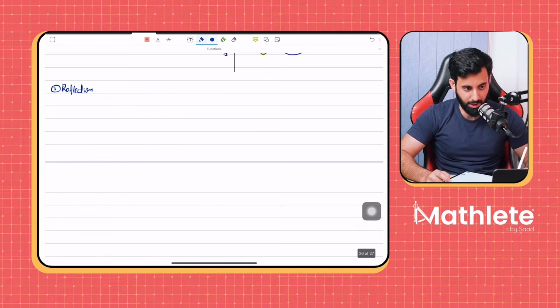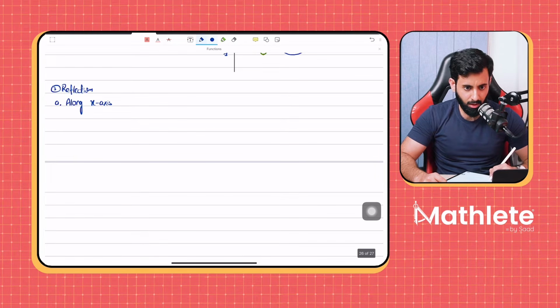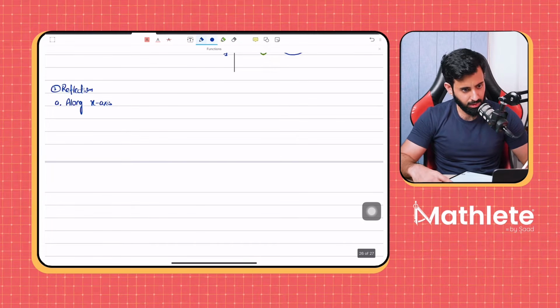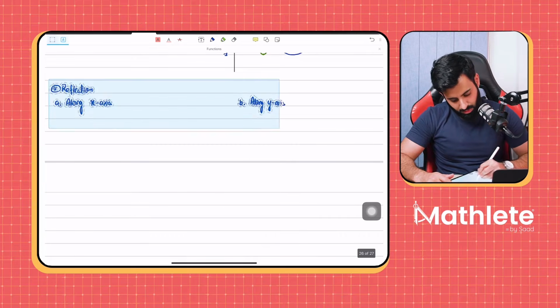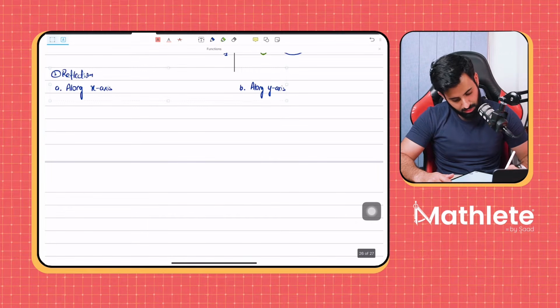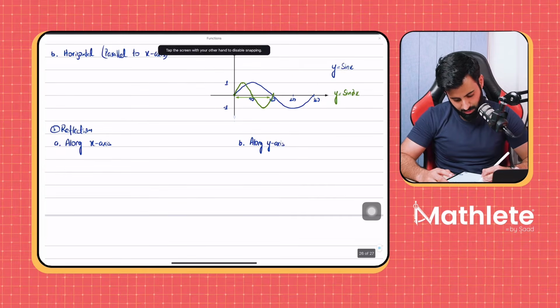Now there are two types of reflection. What are they? You have one which is along the x-axis. Okay. So you can please explain. Okay Janat, I can do that. Not a problem. And then you have another reflection which is along the y-axis. Okay. So I'm trying to squeeze everything on the same page. Let's see if I can do that.